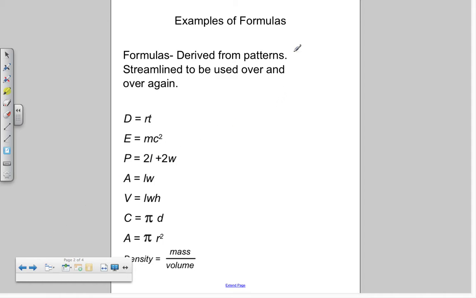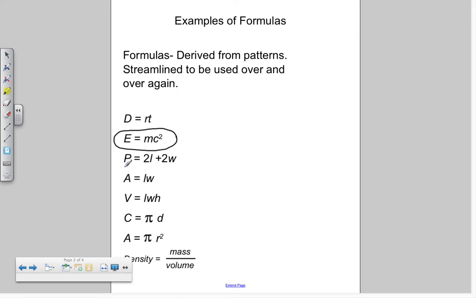Okay, examples of formulas. Formulas are derived from patterns. So when you see a pattern repeated over and over again, typically you write a rule, and that rule is considered a formula. They're streamlined to be used over and over again. Distance equals rate times time. Here's one you're going to use in this lesson. It's going to feel complicated, but it's actually not so complicated once you get into it. E equals mc squared. This is a very famous formula that you probably have heard before and not really used before. So you get to use it in this lesson.